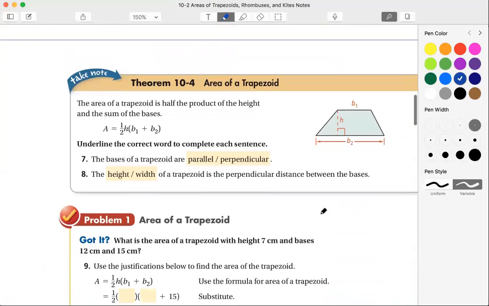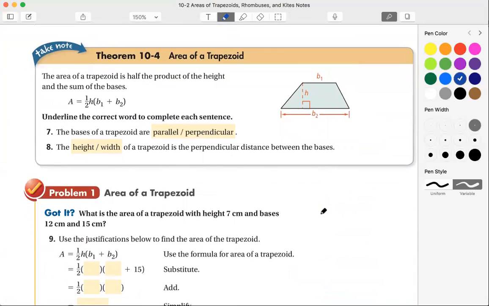Okay, so our new formula in this section is the area of a trapezoid. The area of a trapezoid is half the product of the height and the sum of the bases. So A equals 1/2 h times the sum of b1 plus b2. The bases of a trapezoid are parallel. The height of a trapezoid is the perpendicular distance between the bases.